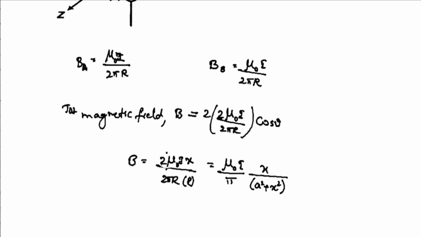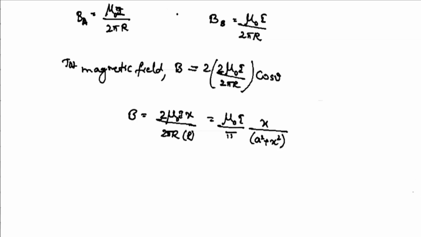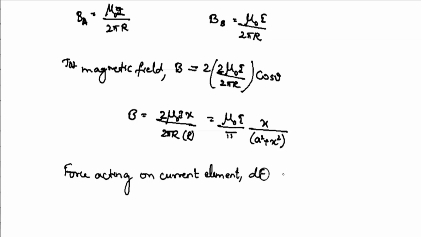If this is the magnetic field acting on it, there will be a force acting on it, and force will be equal to BIL sin theta, or you can say I into L cross B. So the force acting on the current element, for a small element, we'll write as dF, will be equal to I into dl cross B.